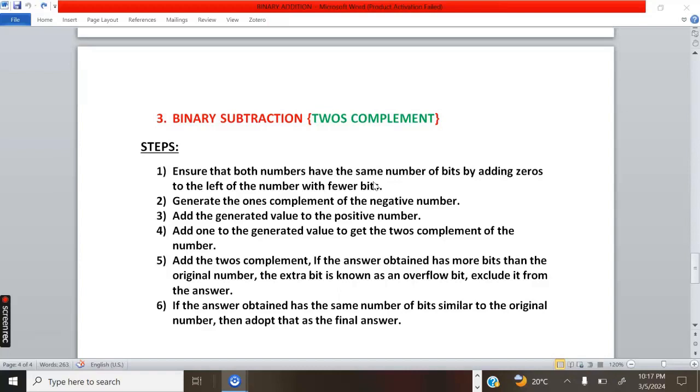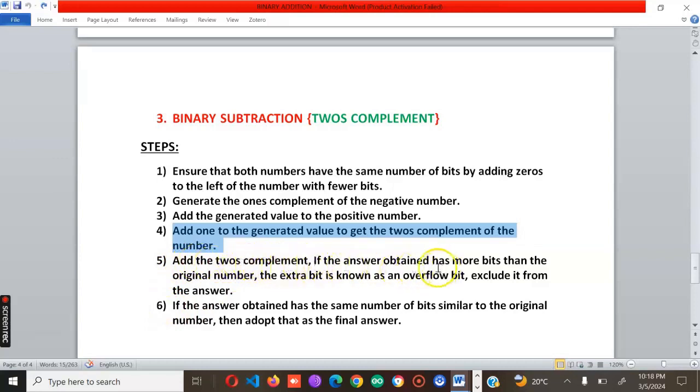Step 2, you generate the one's complement of the negative number. Then you add the generated value to the positive number. Then step number 4, you add 1 to the generated value to get the two's complement. You add 1 to the generated value, because that's the most important part. Then you have the two's complement.